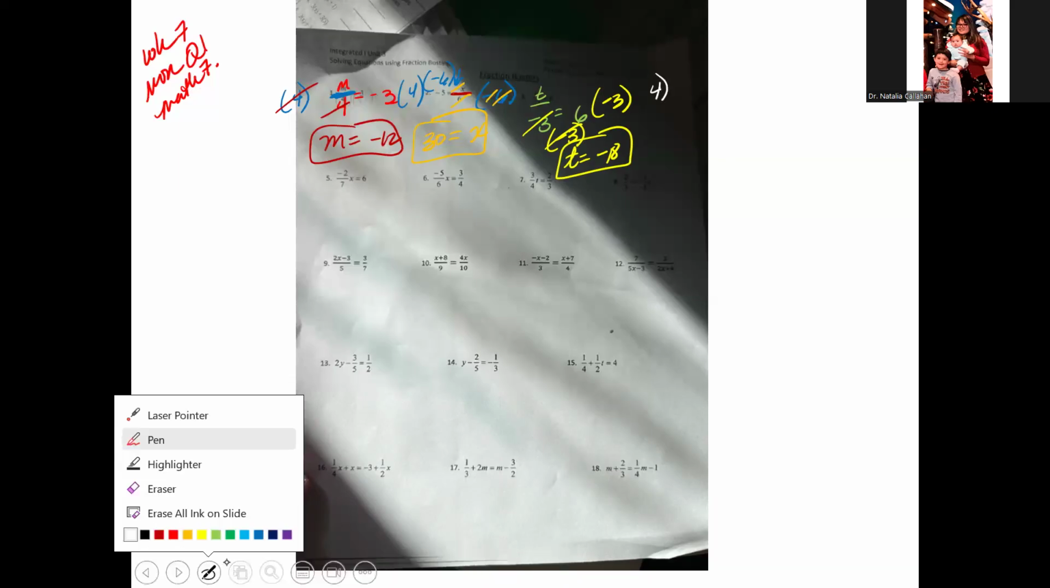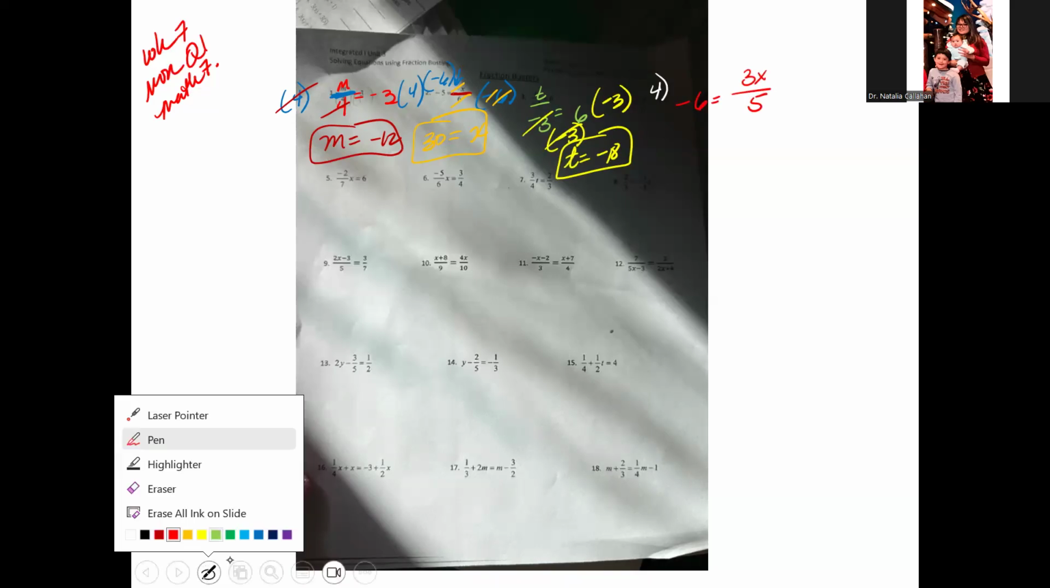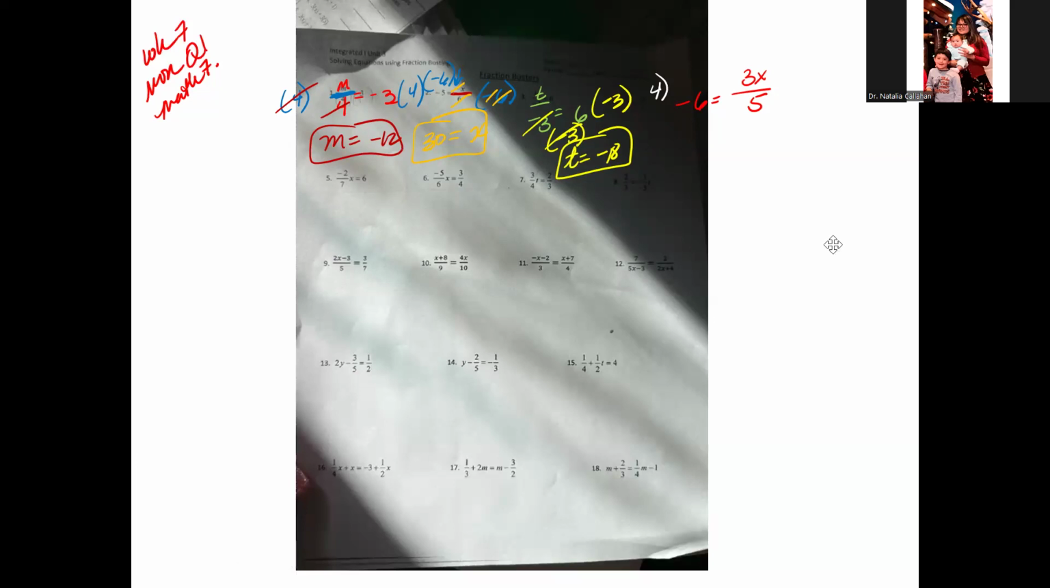Okay, what's your question for number 4 since I can't see it? What does it say? -6 equals 3x divided by 5. Okay. How do you get rid of 3 over 5? Becomes a multiplied by 5. No, remember the thing called reciprocal? Multiply by the reciprocal. What's the reciprocal of 3 over 5? You just flip it, remember?